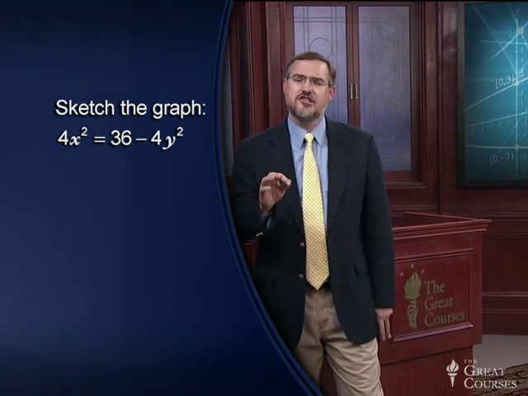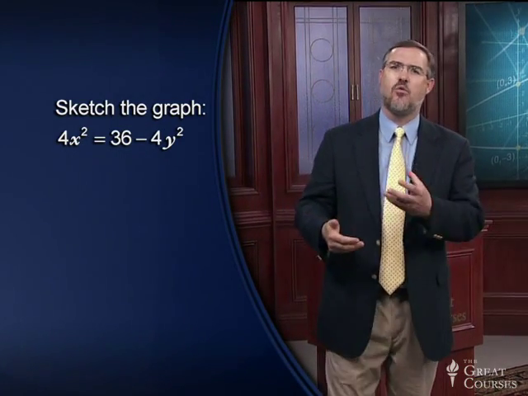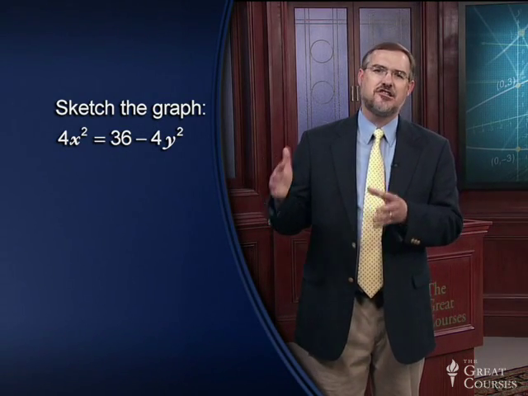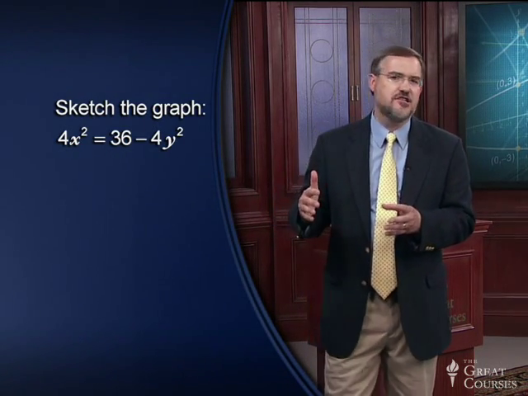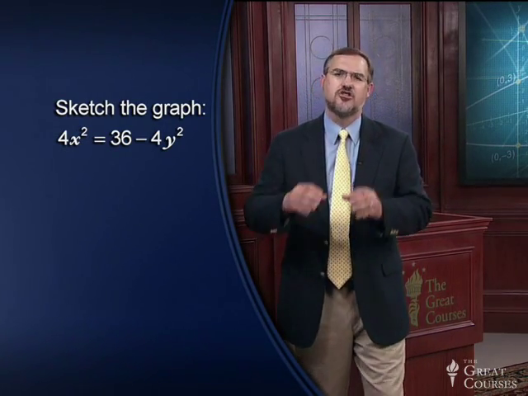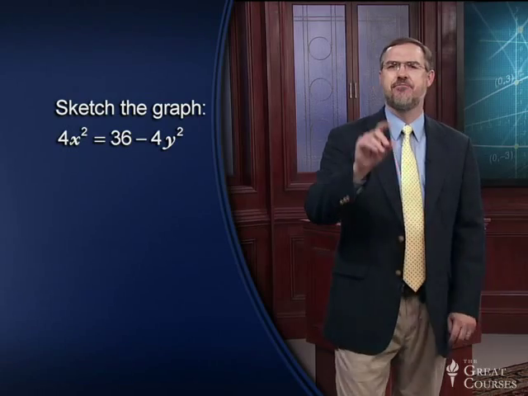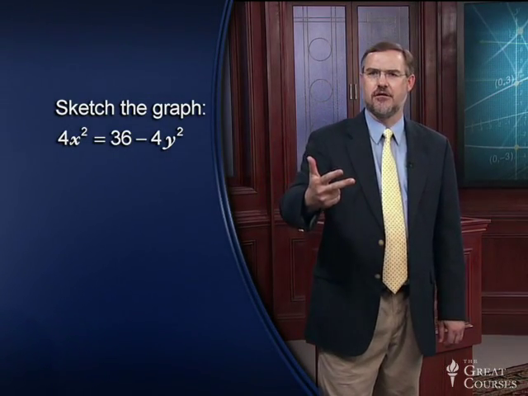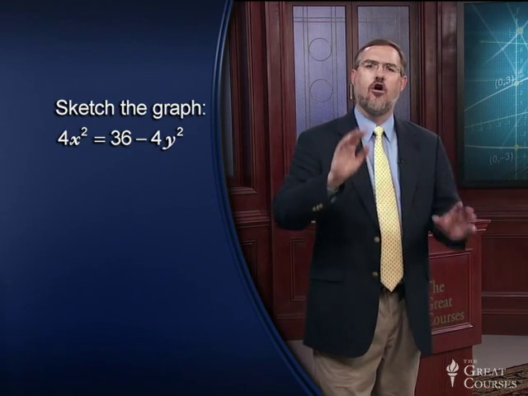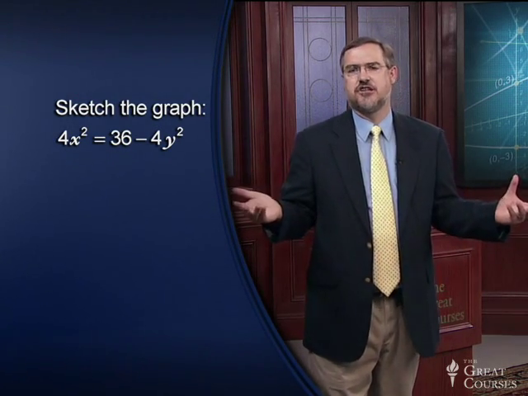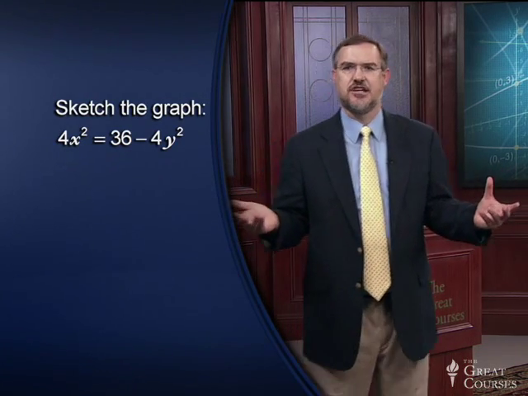Did you notice that all the standard forms had the x's and the y's all on the same side together? This equation that I've started you with doesn't have all the x squareds and the y squareds on the same side. So before you can decide whether you're dealing with a hyperbola or an ellipse or a circle here, you've got to move all of the x squareds and the y squareds to the same side. And I'm going to suggest we move them to the left side in this case.